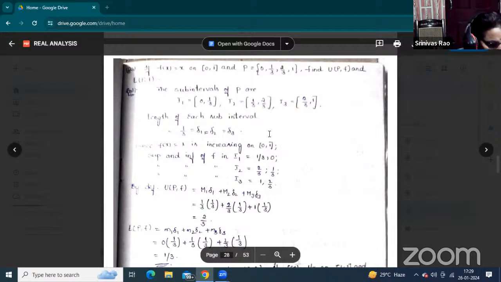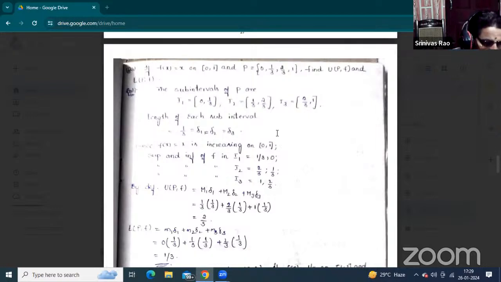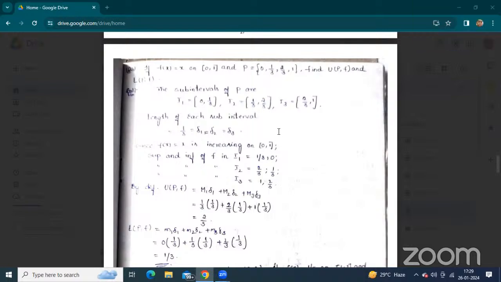Now, just see the problem. This problem is very important in the short notes, and at the same time it can come in fill in the blanks. Objective type questions are also there. Just see on the screen.